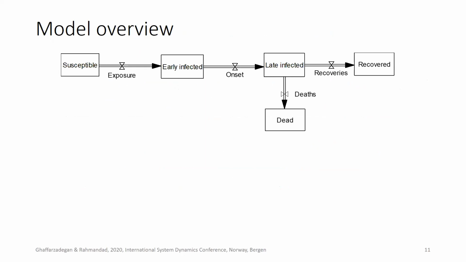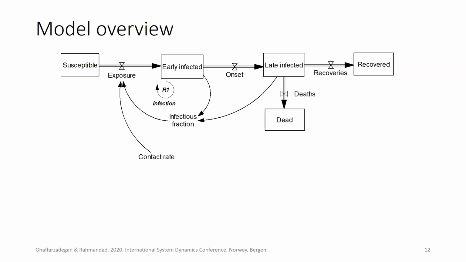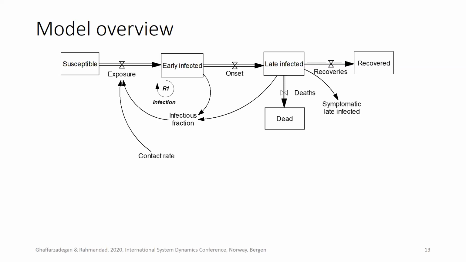This is the basic structure of the model, which follows the conventional SCIR models. We have susceptible, early infected, late infected, and then recovered and death. Early infected are the ones that are pre-symptomatic or asymptomatic, and of the late infected, a proportion are symptomatic and the rest are asymptomatic. The common infection mechanism exists, so a proportion of early infected are infectious individuals and can infect new individuals. And we have late infected. The power of this infection is also a function of contact rate, how individuals are contacting each other.